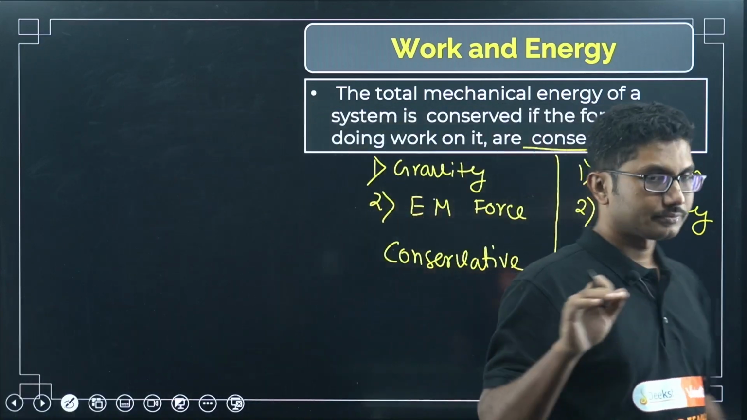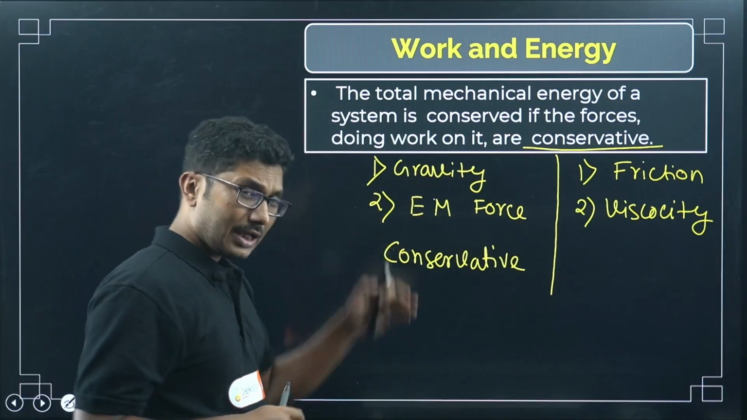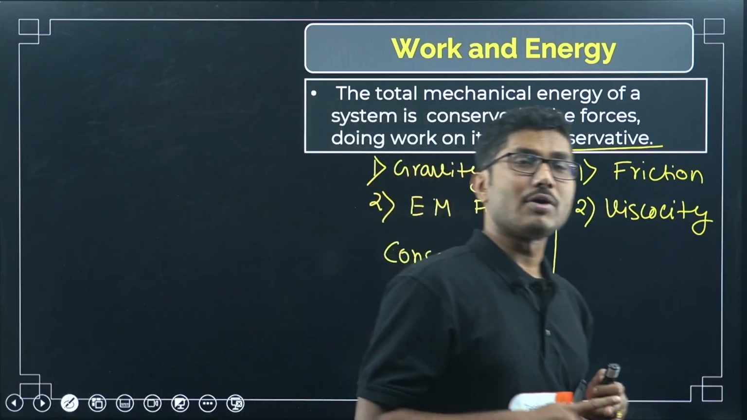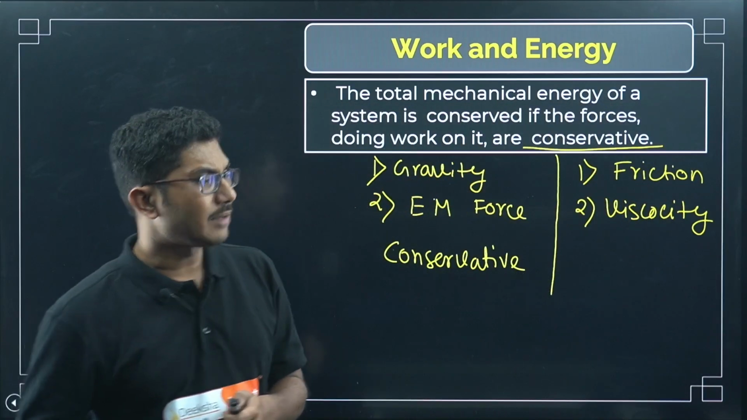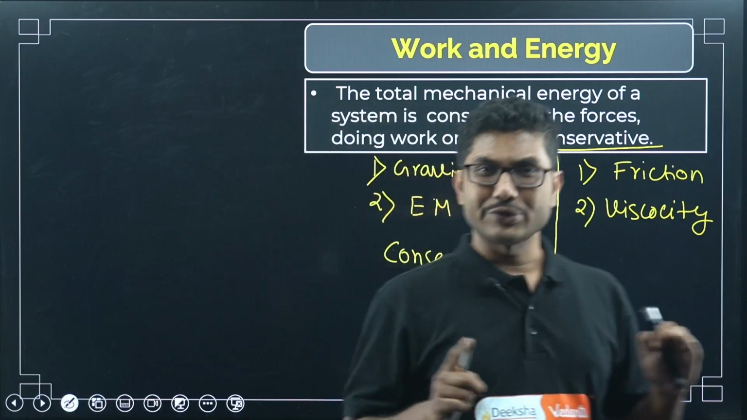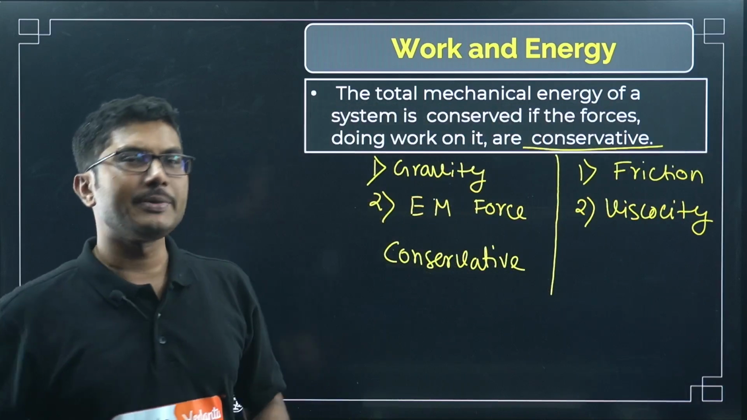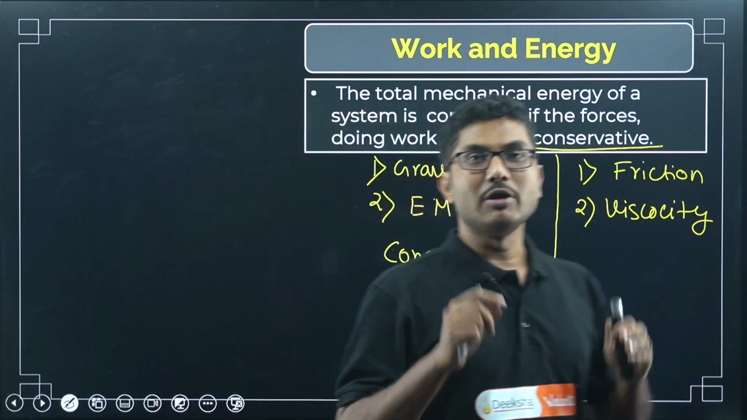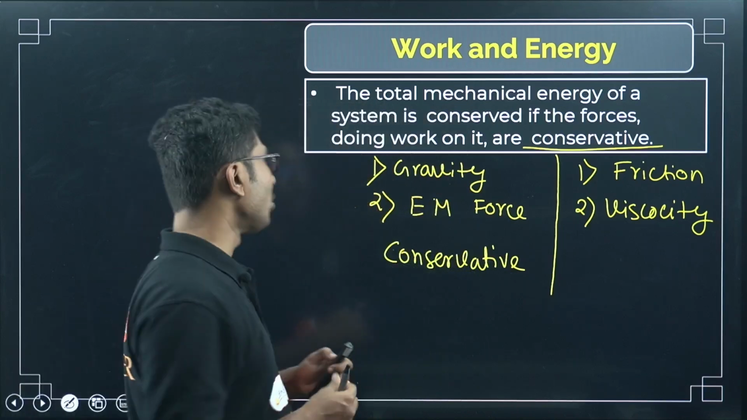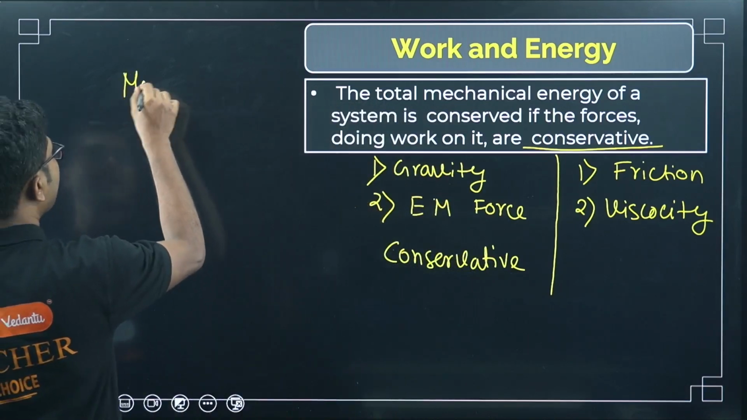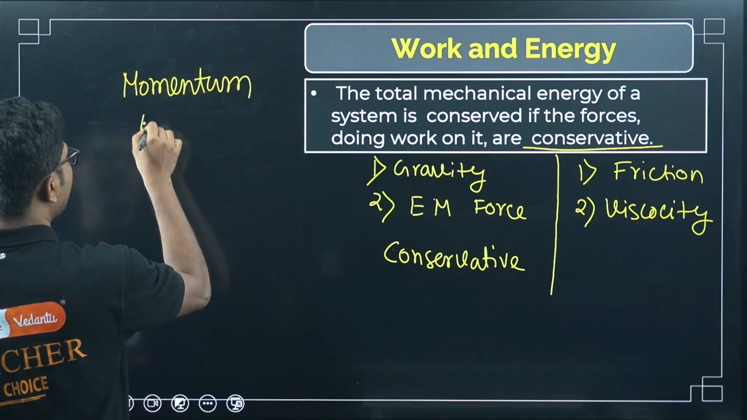So generally there are two types of conservation. Conservation of energy, which will be conserved only when the force is conservative, and conservation of momentum. Conservation of momentum was there in laws of motion. No question based on conservation of momentum came, but you should remember that momentum will always be conserved, whereas energy will be conserved only if the forces are conservative. Momentum of an isolated system, obviously, will be conserved.